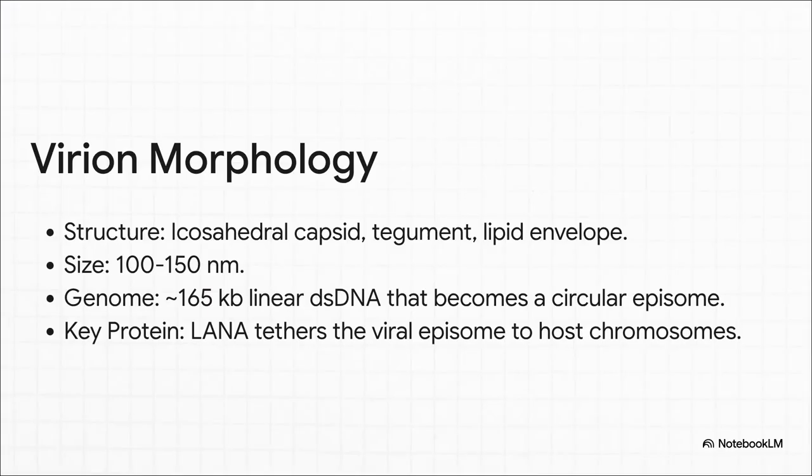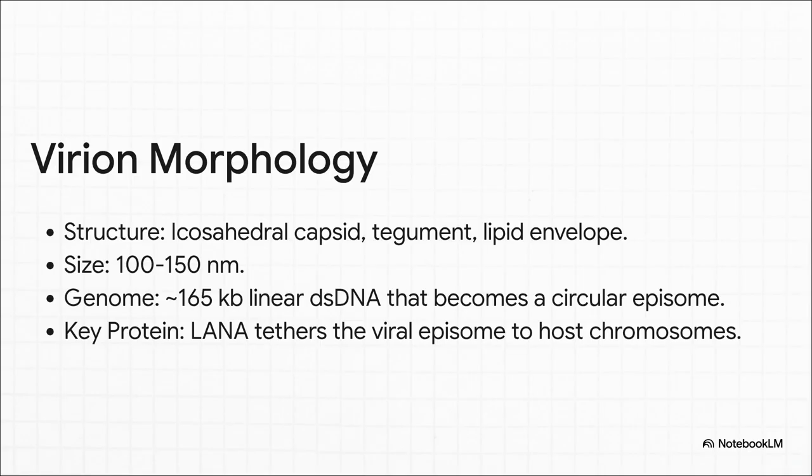Okay, so if you look at the virion itself, it's got that classic herpes virus structure. No surprises there. But the real magic, the crucial part, is what happens to its genome once it gets inside a host cell. The linear DNA actually closes up into a circle, forming what's called an episome, basically a tiny little extra chromosome that just hangs out in the nucleus.